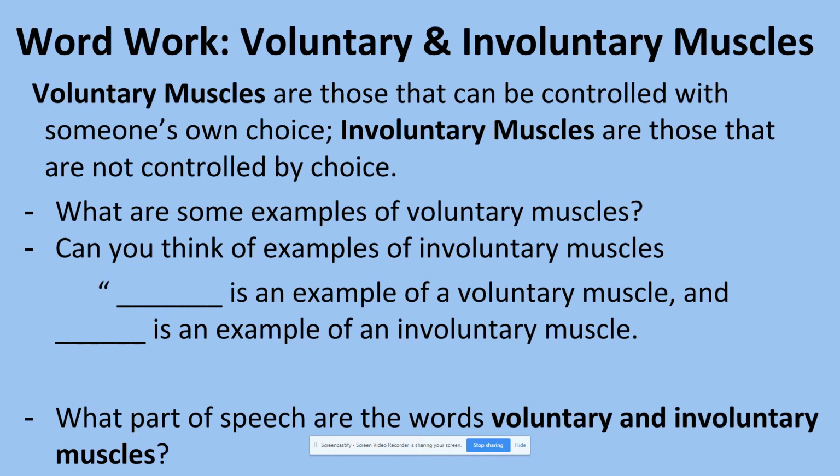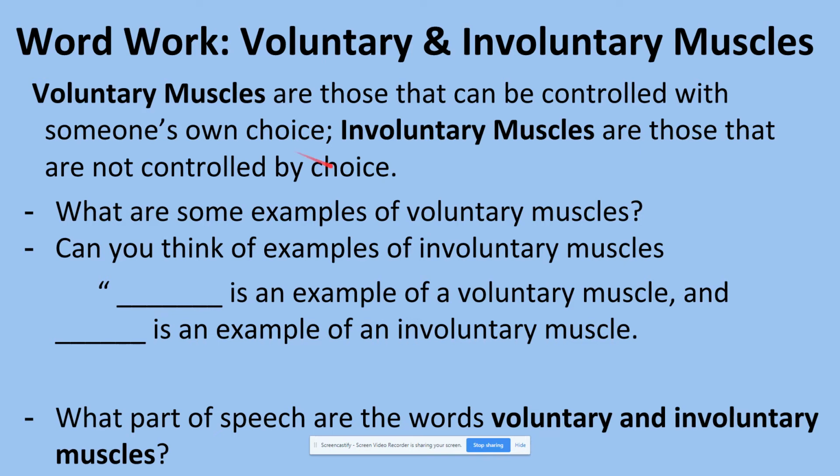Remember, voluntary muscle is like your skeletal muscle. The definition for voluntary muscle is these are those muscles that can be controlled with someone's own choice. I make the choice to move my arm. I make the choice to move my legs and to walk. Those choices are causing those muscles to move. And so I'm the one telling my brain to make those muscles work.